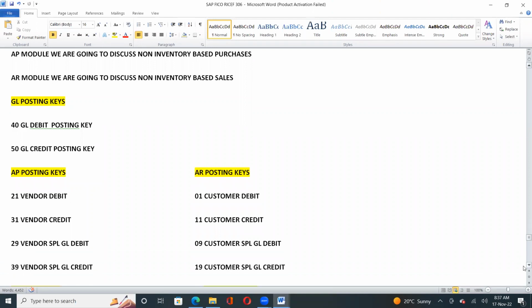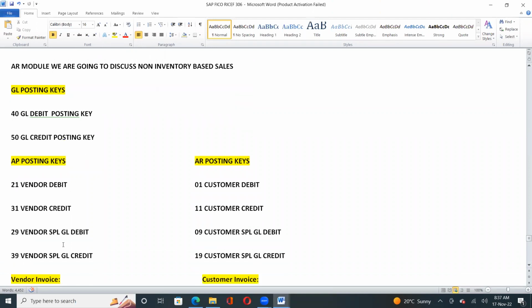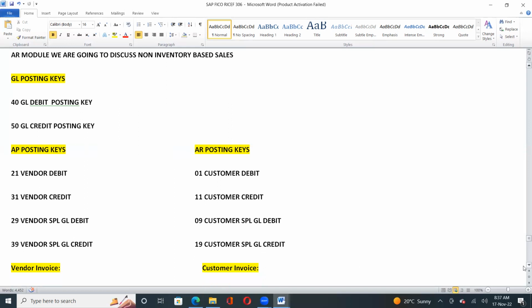At the same time, there is special GL. What do we mean by special GL? Sometimes, before purchasing, we make some sort of down payments. Whenever a down payment is there, we create special GL indicators. We will talk more about this in the next sessions. So 29 is vendor special GL debit and 39 is vendor special GL credit. 09 is customer special GL debit and 19 is customer special GL credit.